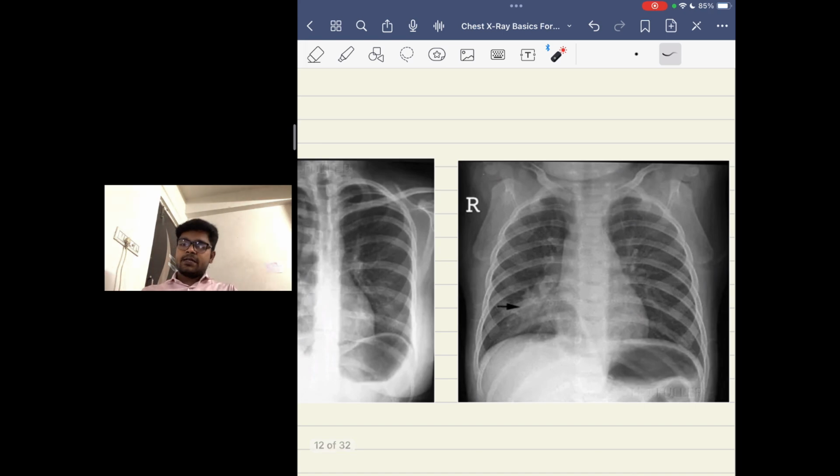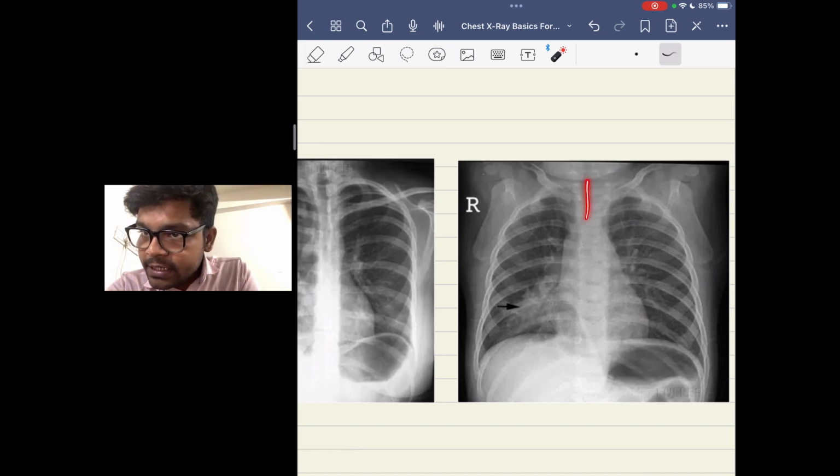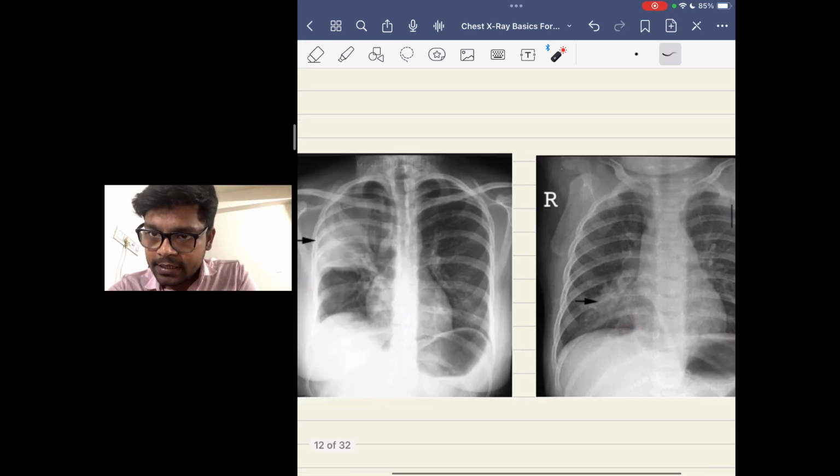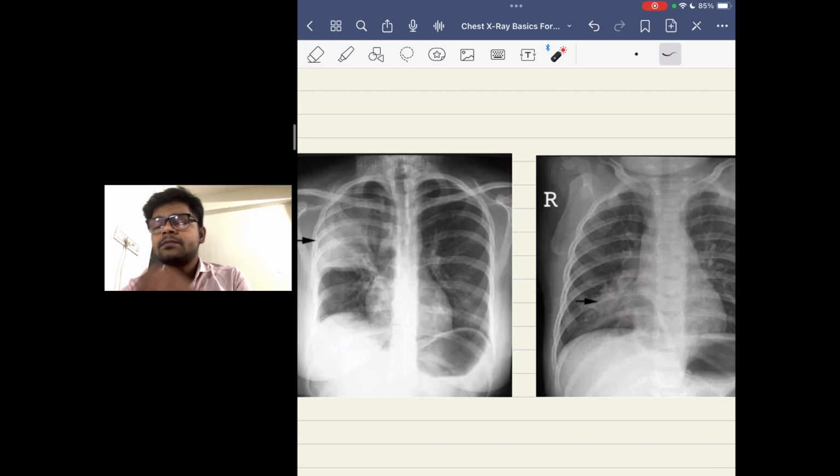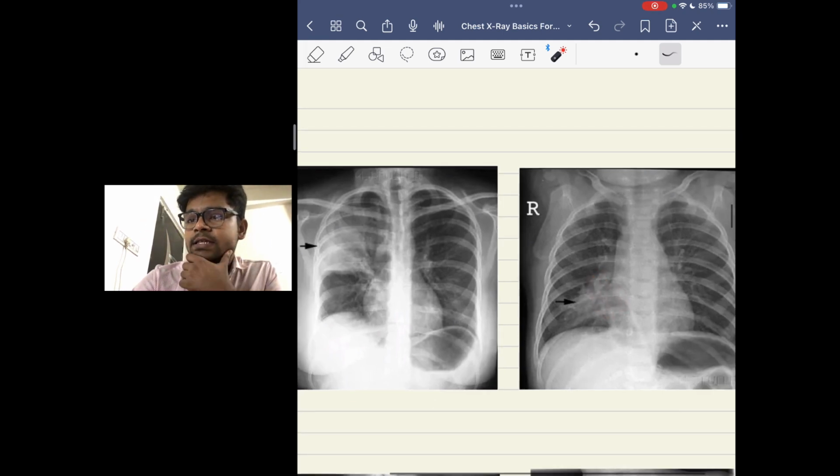So what do you make of it? We can see that the trachea is in the midline. The angles are clear. Now the right heart border, you can see the right heart border here completely, but can you see there is some opacity obscuring the right heart border? Yes, there is certain opacity, and this is your air bronchogram, that is the air filled bronchi against a wide opacity. So you cannot delineate this right heart border.